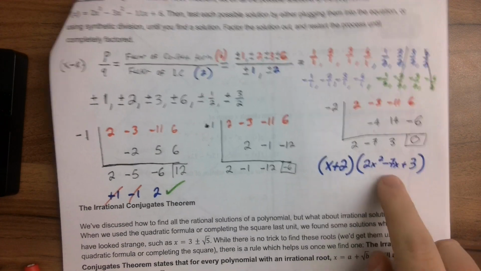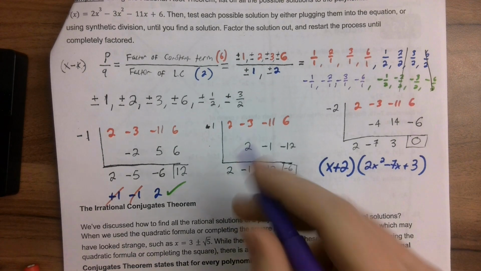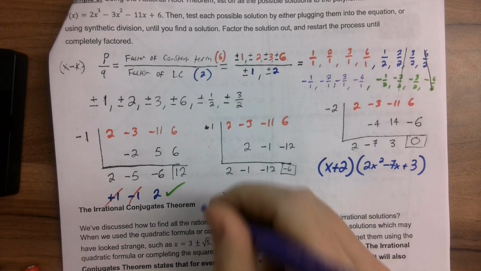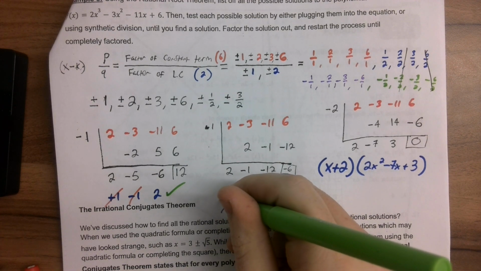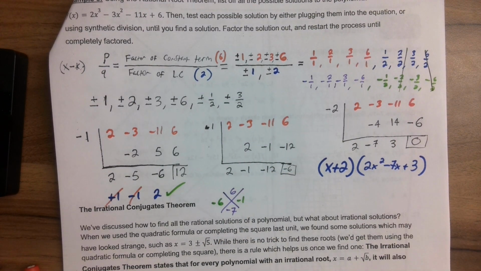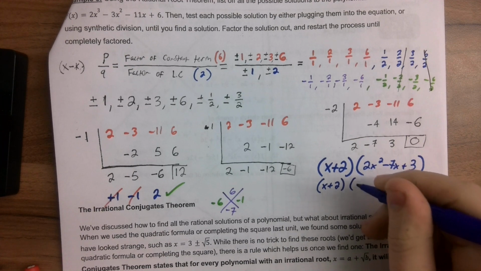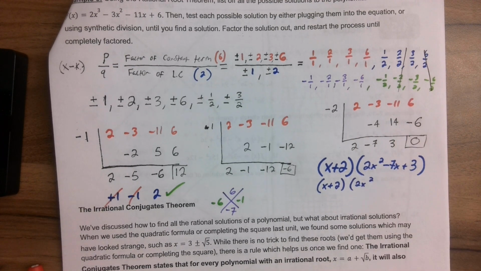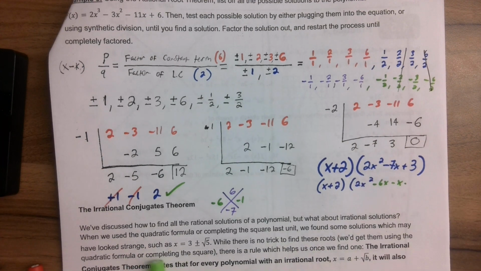And this is something that can be factored using the AC method. If we factor this using the AC method, we say 6 is on top because that's A times C. Negative 7 is on the bottom. That's the same as, for this one, we want to have negative 6 times negative 1. This is going to be x plus 2 times 2x squared minus 6x minus x plus 3.